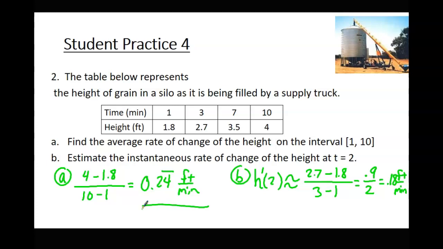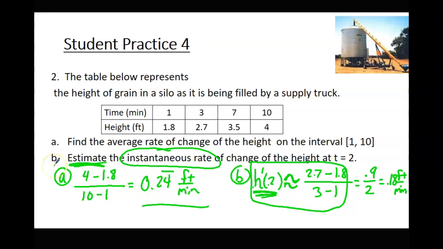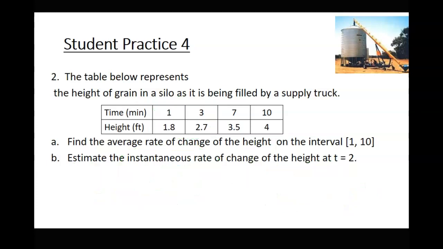But I want to point something out to you. I want you guys to notice how I wrote this, and I would encourage you guys to do the same. What does this represent? That represents the derivative of h at 2. In other words, that represents the instantaneous rate of change when t equals 2. And notice I didn't put equals. That's kind of important. I put a squiggly line because it's almost equal to it. It's an estimation of what it actually is. So the derivative is approximately equal to the average rate of change for these 2 points, because those are the 2 points that are closest to t equals 2. And so you get 0.18 feet per minute. Okay? So let's go ahead and proceed on to the next part.